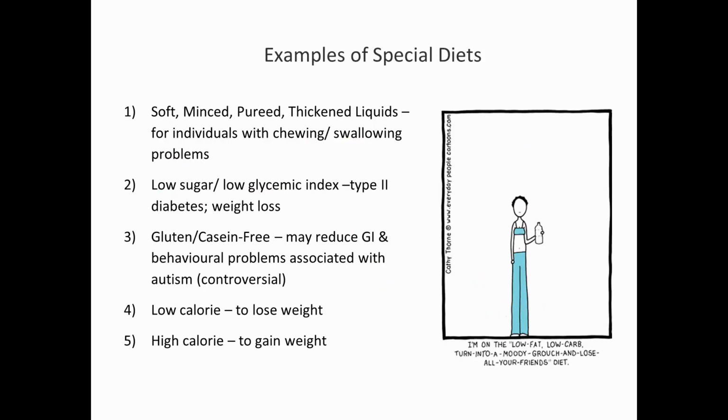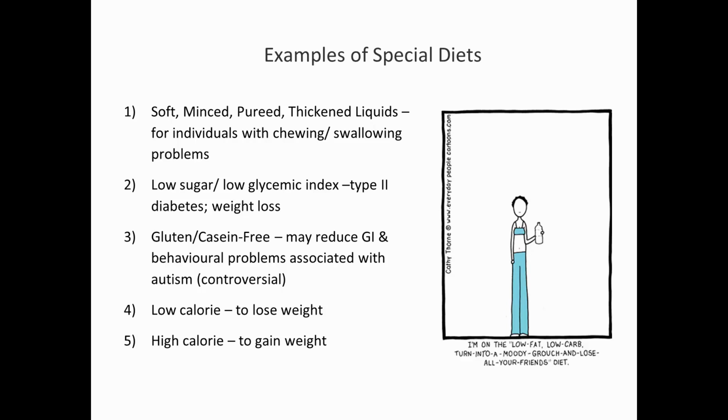So for example, here are just some examples of special diets that you may run into. Some individuals that have chewing or swallowing difficulties may require soft food, which is not necessarily pureed but has a softer texture, or minced or pureed food, or liquids that have to be thickened so that they don't aspirate or breathe in that liquid. There may be people that require a low sugar or low glycemic index type of diet, so individuals that have type 2 diabetes, or sometimes people that are trying to lose some weight.